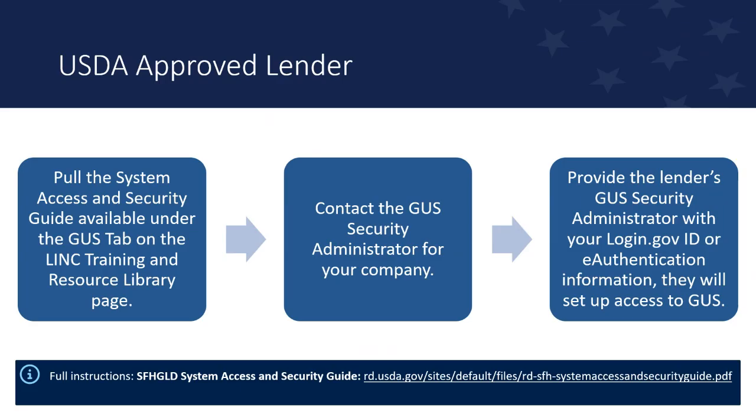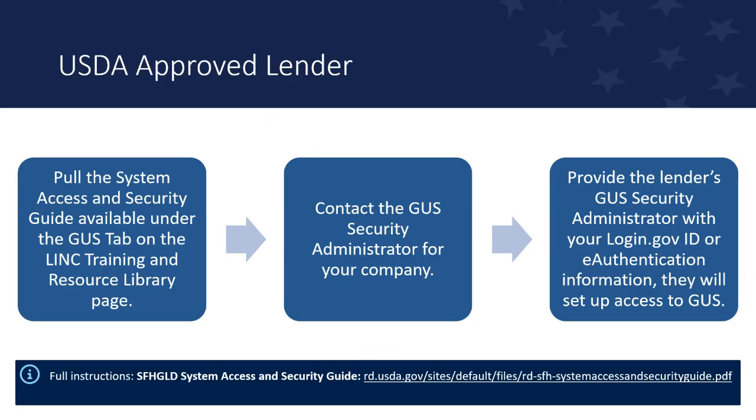So once you give the security administrator your Login.gov or e-authentication login, the security administrator for your company will add a representative role in GUS for you as a user. So at this point, congratulations. You can now log into GUS with your Login.gov credentials as an approved lender. Now, if you're still receiving error messages, please provide screenshots with all of the error messages to the GUS help desk and we can step in.